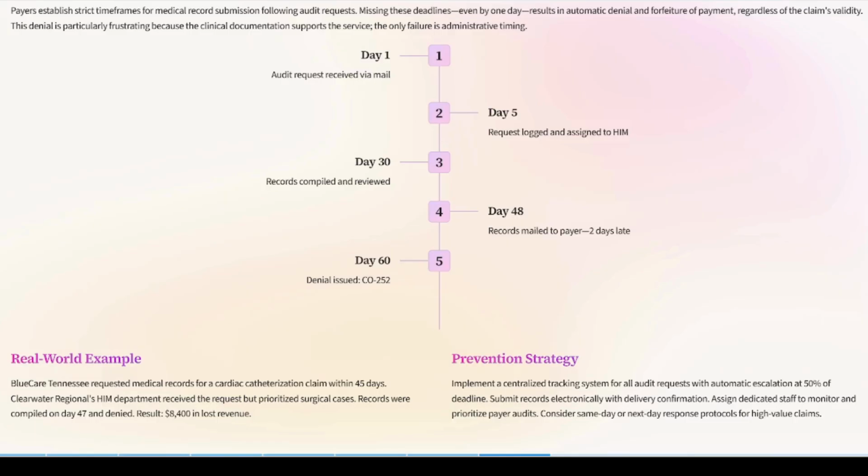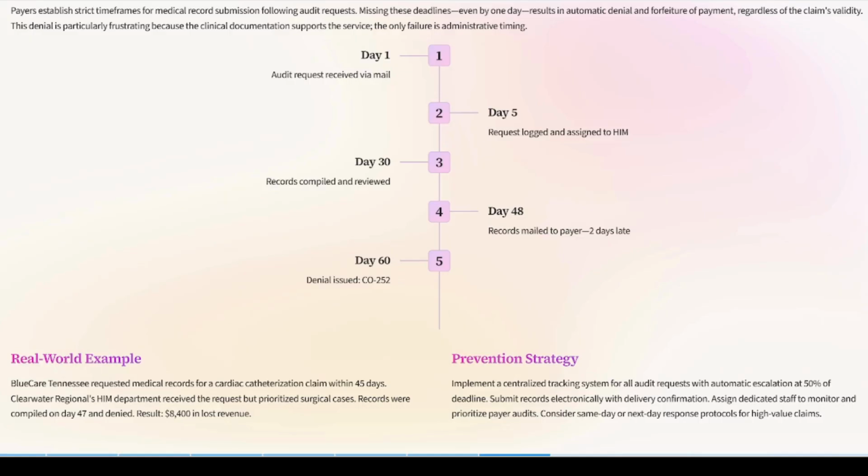All right, so what is a real world example? Blue Care Tennessee requests medical records for a cardiac catheterization claim within 45 days. Clearwater Regional HIM Department received the request but only prioritizes surgical cases. Records were compiled on day 47 and denied, resulting in a loss of revenue equaling $8,400.